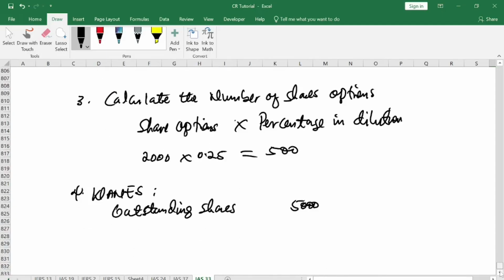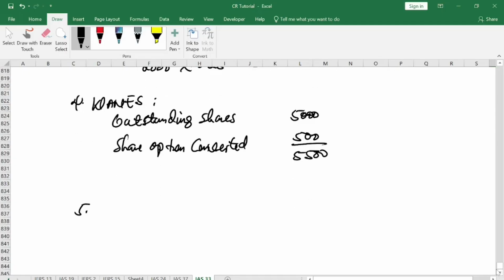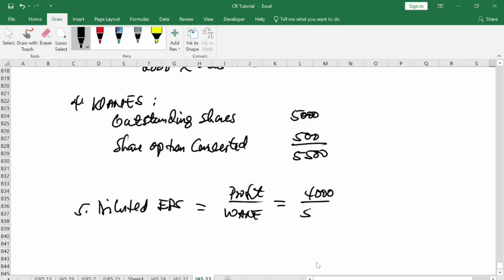Outstanding share is 5 million, and the share option converted is 500. So when you add it, you have 5,500. Good. So when you are done, you can find your diluted earnings per share. Your diluted earnings per share will be your profit over your weighted average number of shares. Your profit is 4 million.